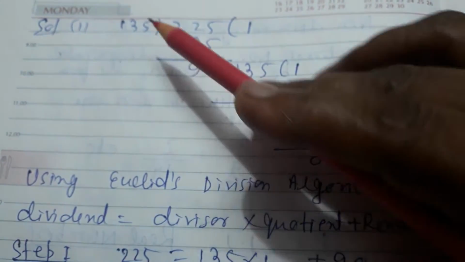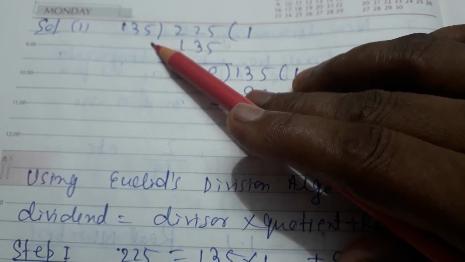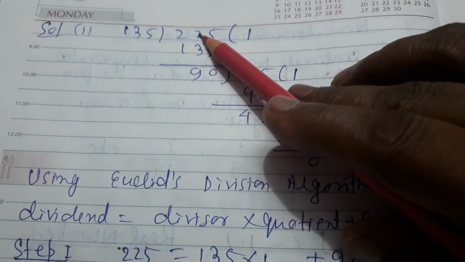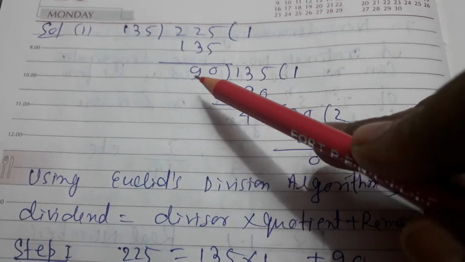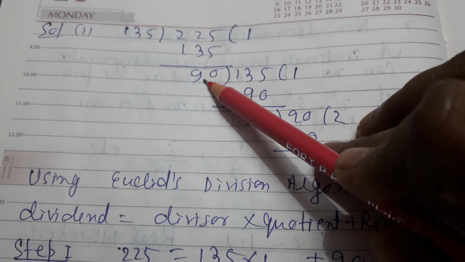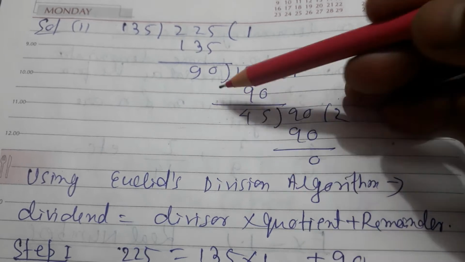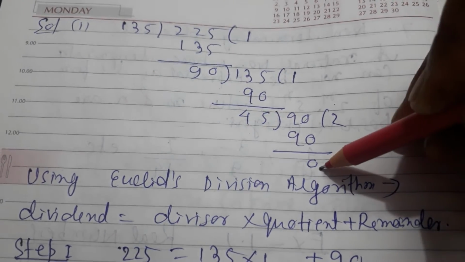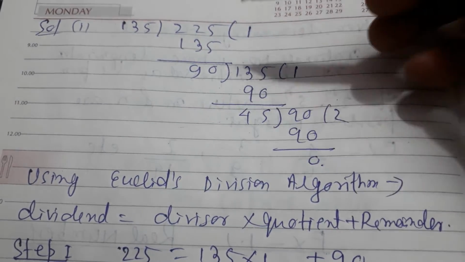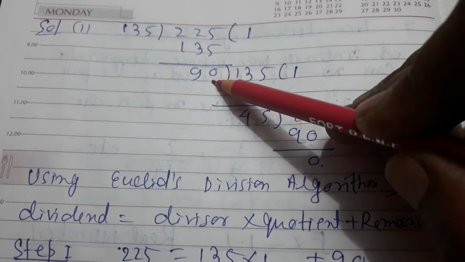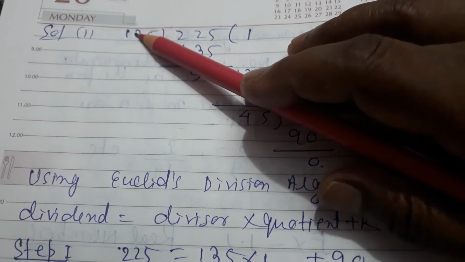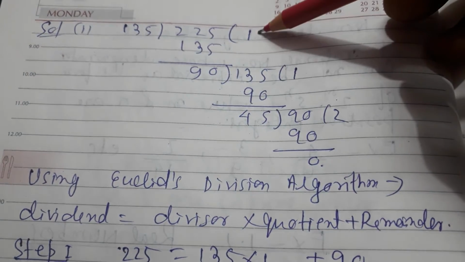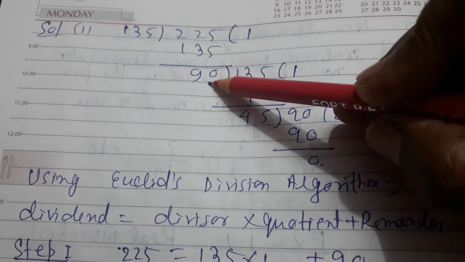Question number 1, you simply take out the HCF at first, 135 and 225. 135 ones are 135, here remainder is 90. To find the HCF, it is our aim to go through until we get the remainder 0. Okay, now remainder is 90. So 225 is the dividend, 135 is the divisor, 1 is the quotient and 90 is the remainder.